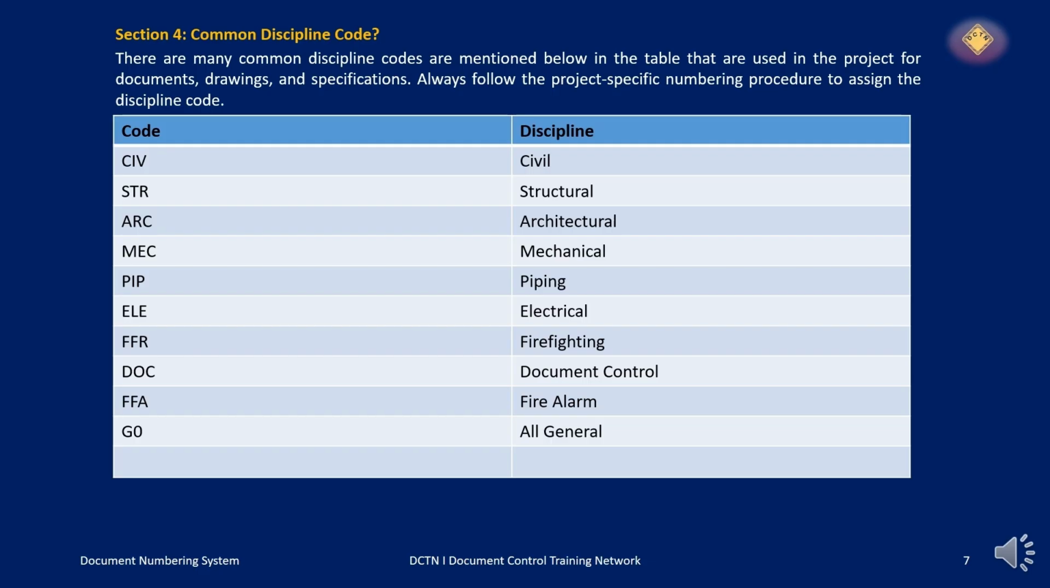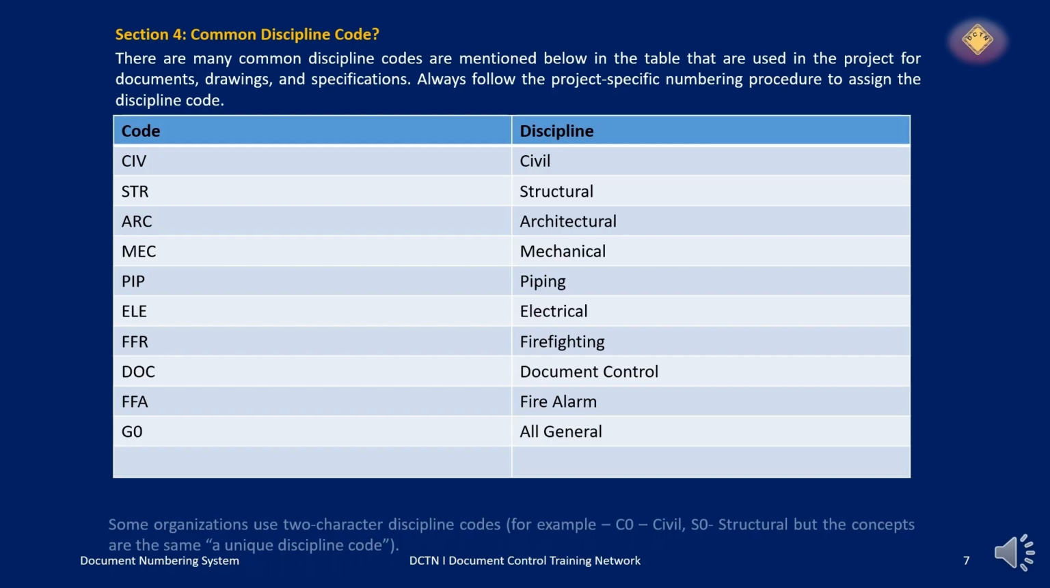CIV stands for civil, STR stands for structural, ARC means architectural, MEC means mechanical, PIP means piping, ELC stands for electrical, FFR stands for firefighting, DOC document control, FFA fire alarm, G0 all general.